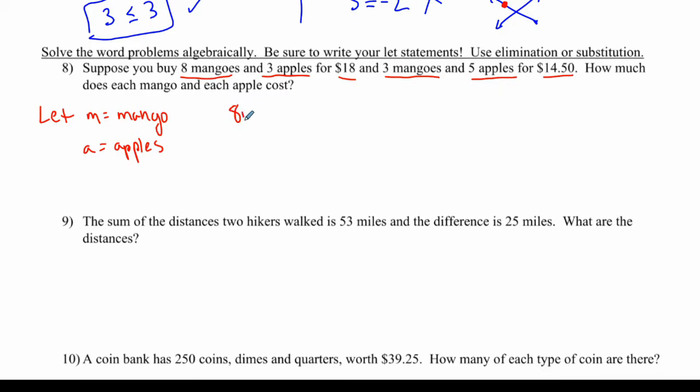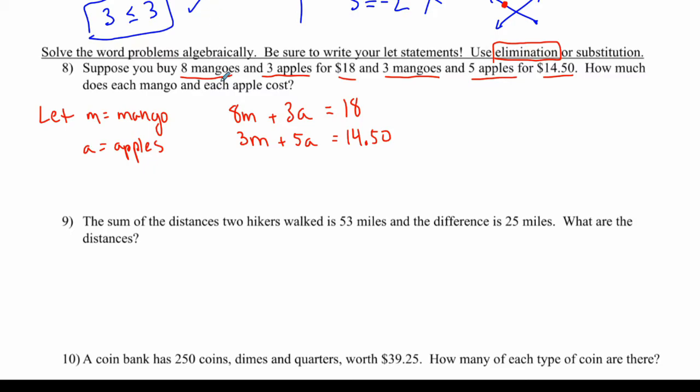Then I have 8 mangoes plus 3 apples totals out to $18. 3 mangoes and 5 apples comes out to $14.50. Now I can solve with elimination or substitution. I'm going to choose elimination here. Okay. Now it's not entirely clear what I should multiply by because the coefficients for m, they're not multiples or factors of another. Same with the coefficients for a.